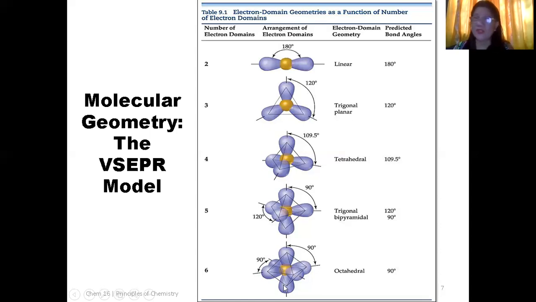So always remember that in linear, there will be 2 electron domains. Trigonal planar, there will be 3 electron domains. In the tetrahedral, there will be 4 electron domains. In the trigonal bipyramidal, there will be 5 electron domains. And for the octahedral, there will be 6 electron domains.